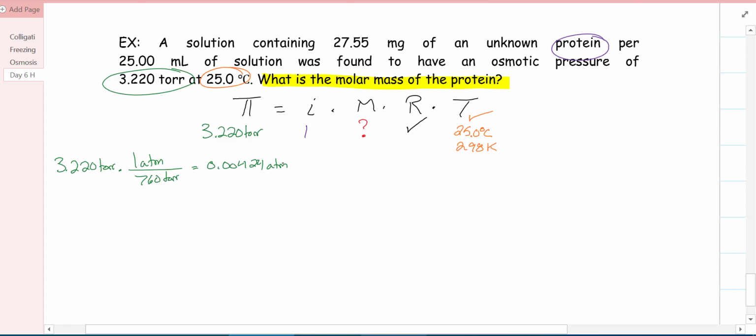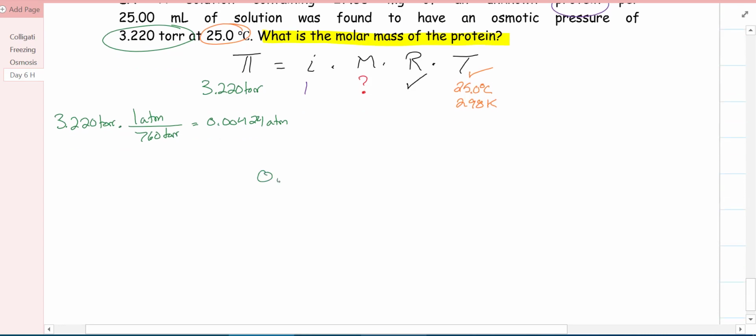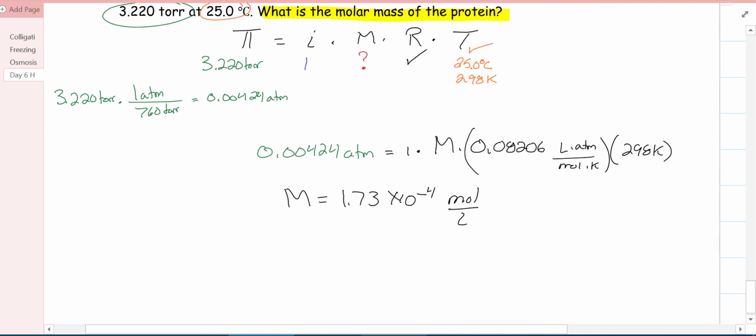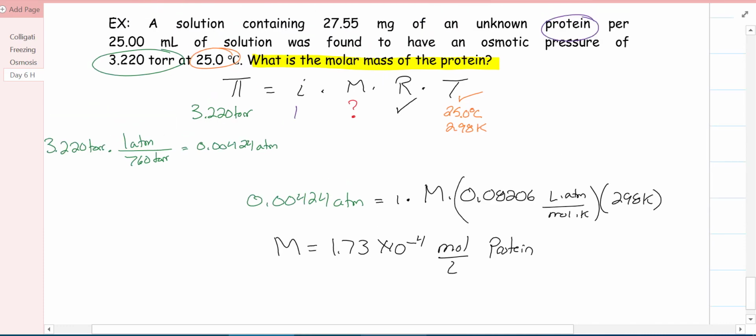All right. Now I think we can solve for M. So 0.00424 atmospheres equals 1 times M times 0.08206 liter atmospheres per mole Kelvin, and 298 K. So M turns out to be what? Well, it looks like it's going to be 1.73 times 10 to the negative 4 moles per liter. All right, so what do we know here? That's the molarity of the protein. That doesn't help me. I need molar mass, right?